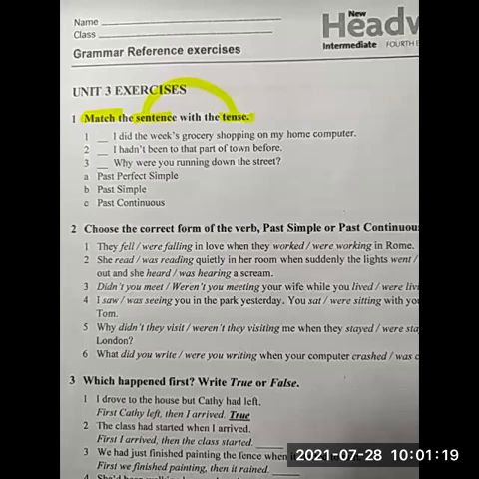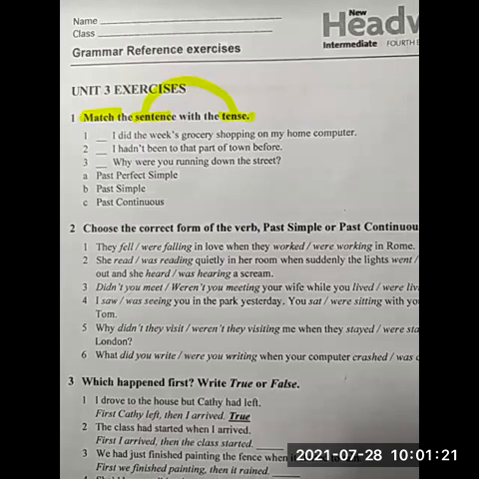Okay, welcome back to part 2. Here we go. What are we going to do? We are going to match our sentences with the tenses.